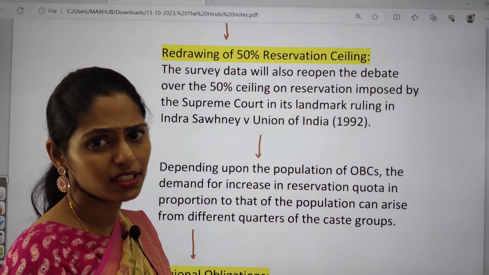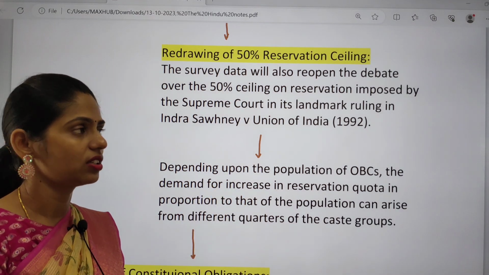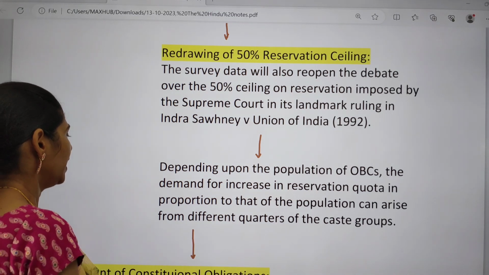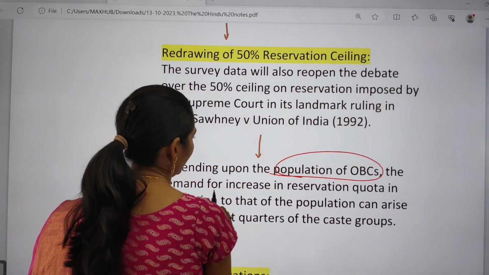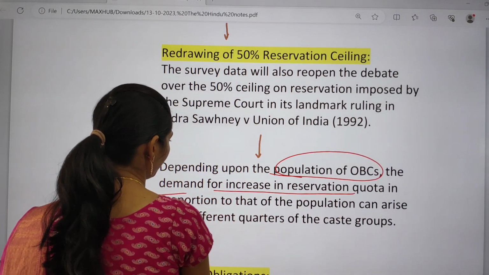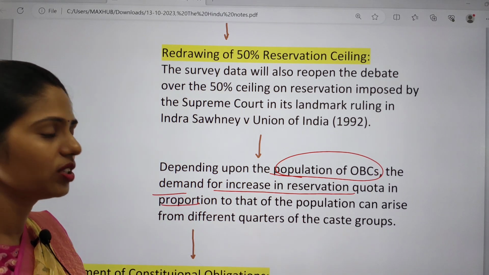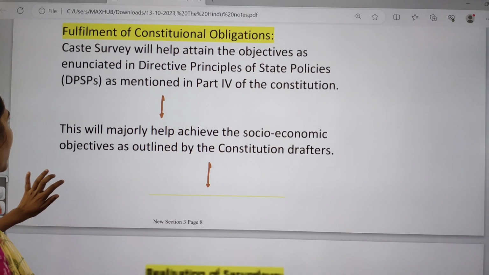are more than 50%. So how can we have a cap of 50% of reservation under this famous Indra Sahani judgment? And depending upon the population of these OBCs, the demand for increasing the reservation quota in proportion to that population will arise. So we have to remove this cap. And we have to focus on fulfillment of constitutional obligations.